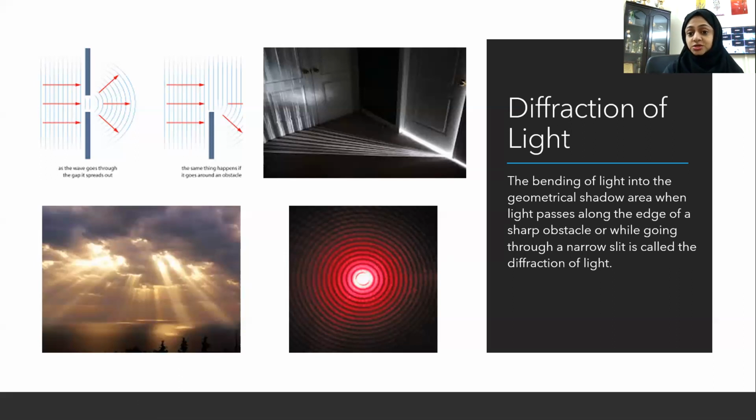So what is diffraction? It is the bending of light into the geometrical shadow when light passes along the edge of a sharp object or obstacle, or while it goes through a narrow slit. Now let us learn more about diffraction.